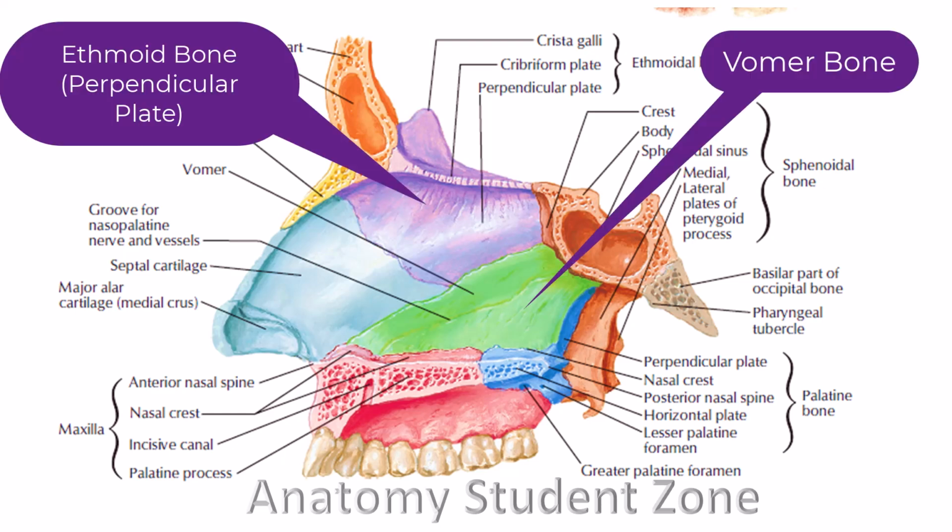So the ethmoid bone, shown here in purple, is going to form the superior part of the nasal septum. And you can see the vomer is shown here in green, and it is going to form the inferior, or I can also say the postero-inferior, part of the nasal septum. But again, you can observe here that just the perpendicular plate of the ethmoid bone forms the nasal septum superiorly, not the whole ethmoid bone. So, it's just that part that I have mentioned.